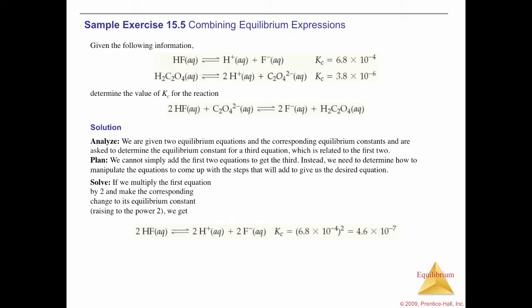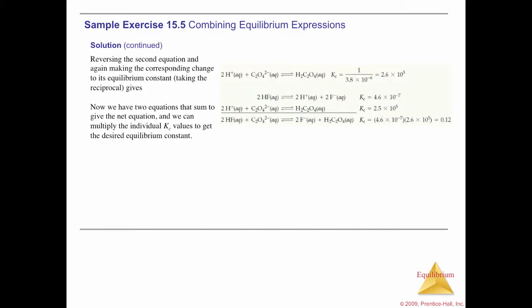So if we multiply the first equation by 2 and make the corresponding change to its equilibrium constant, that is, raising it to the power 2, this is the expression that we get. We're doing this because we can see in the overall expression that we have 2HF. That indicates to us that this reaction had been multiplied by 2. So we're going to take the equilibrium constant, 6.8 times 10 to the negative fourth, and raise it to the power 2 since we multiplied the reaction by 2.